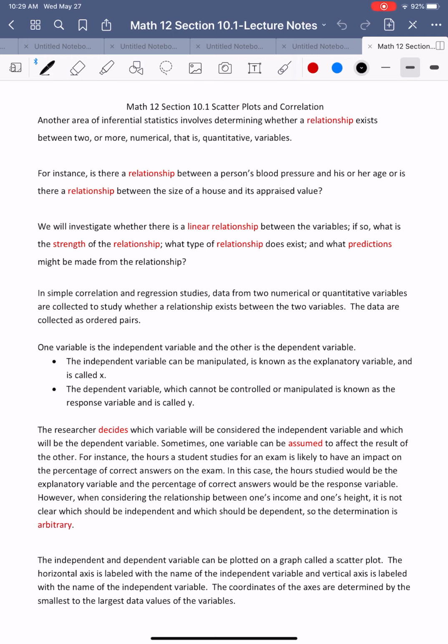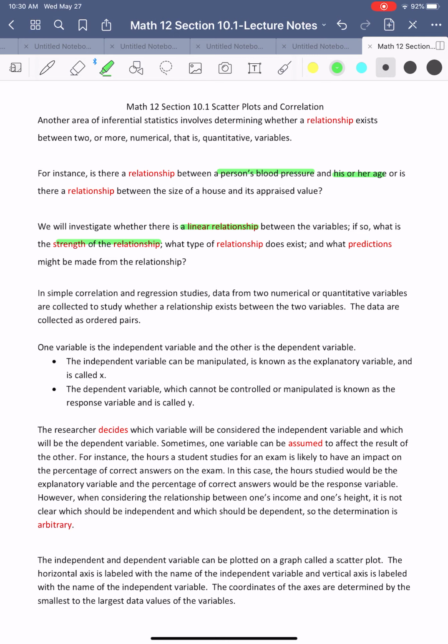For instance, is there a relation between a person's blood pressure and his or her age? Is there a relation between the size of a house and its appraised value? We will investigate whether there is a linear relationship between the variables. If so, what is the strength of the relationship, what type of relationship exists, and what predictions might be made from the relationship.